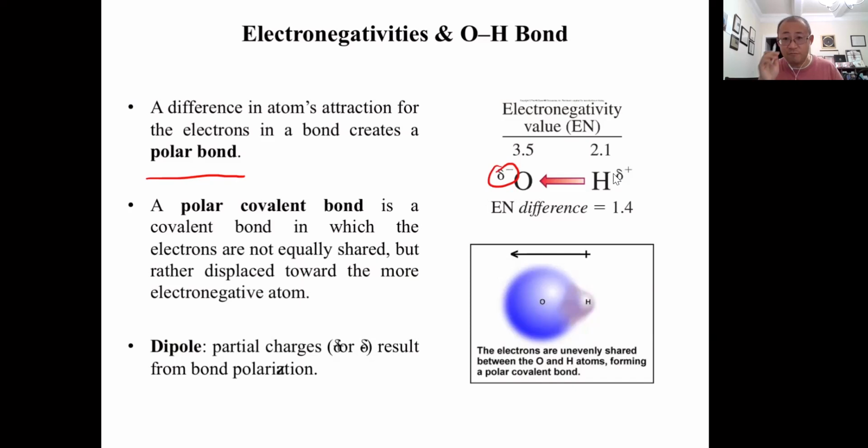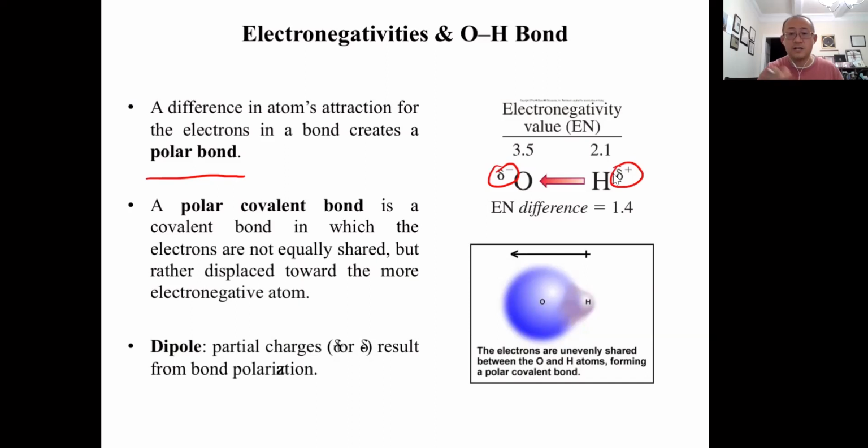That delta negative means a partial charge, because they're still sharing, but oxygen shares slightly more electrons, making oxygen bear a partial negative charge. And of course, hydrogen will bear a partial positive charge. That unequal share and that charge distribution, we call a dipole. In order to represent a dipole, we have two ways.